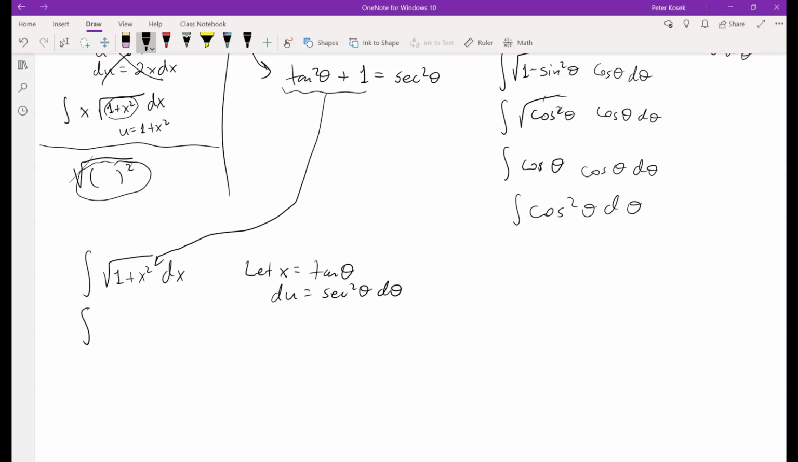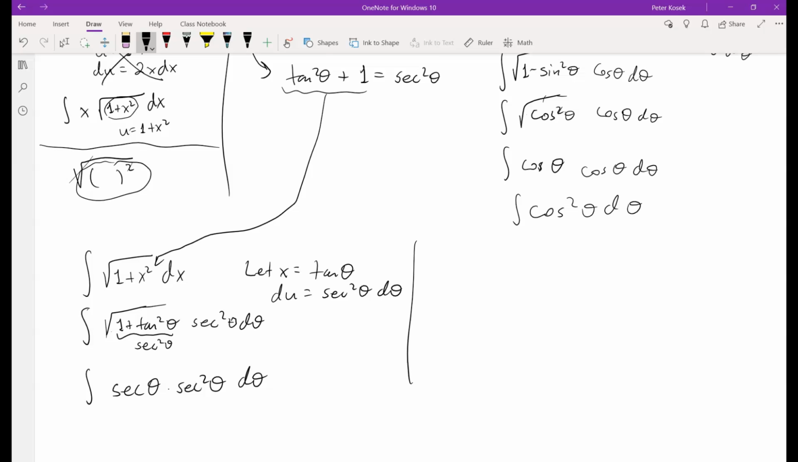So now when I substitute this in, I'm going to have a square root of 1 plus tangent squared theta, and then I'm going to have a secant squared theta d theta. But this we know is just equal to secant squared theta, and now I take the square root of that, the square root of the square cancels, so I have a secant theta times secant squared theta d theta.